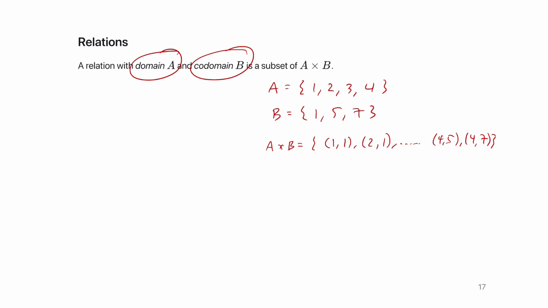Okay, so for example, why don't we say R is (1, 1), (1, 7), (3, 5), (4, 1), (4, 5). Do you agree that R is a relation with domain A and codomain B? Would you agree with that statement? Is R a relation with domain A and codomain B?